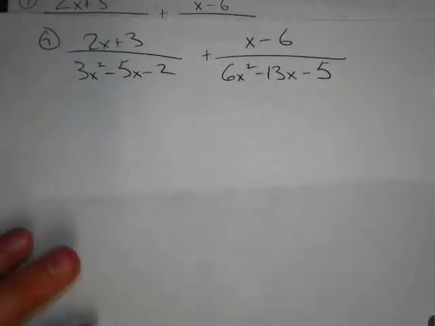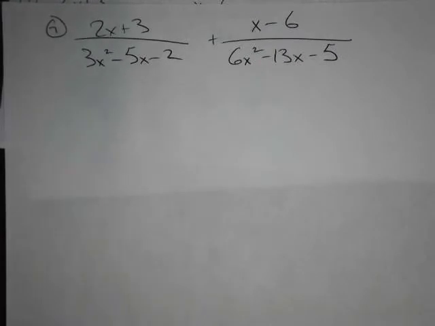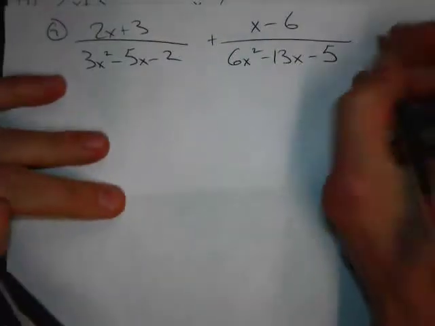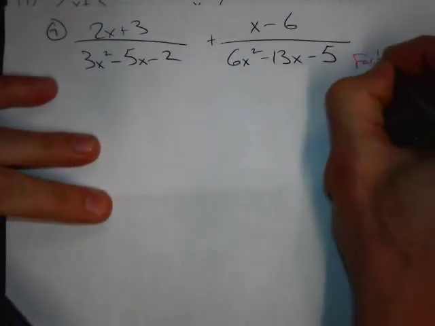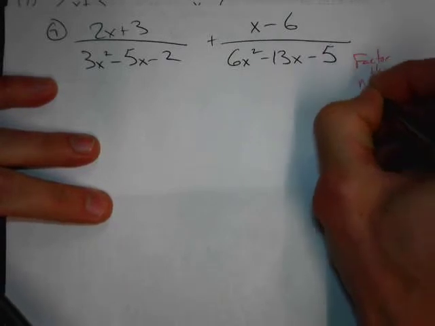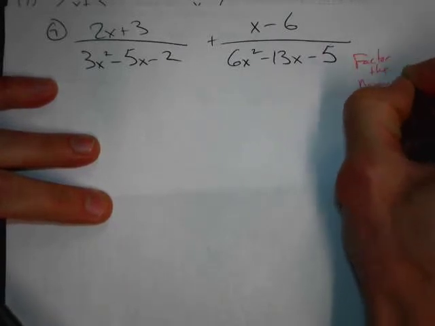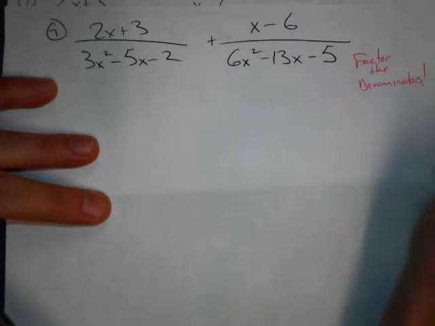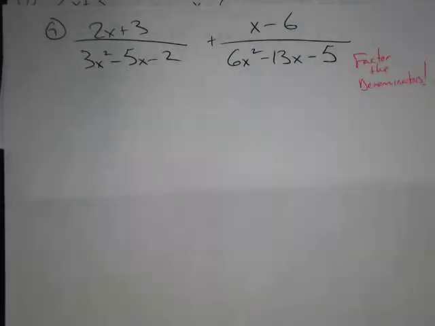So we look at number 7. Can I tell what's missing from our denominators? No. I can't tell what's missing from our denominators. We're going to have to factor the denominators so we can see what's missing. Okay? That's going to be so important. So we factor our denominators. We're going to see what's missing.